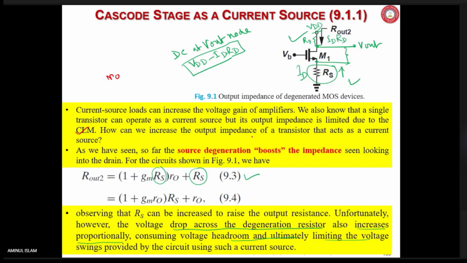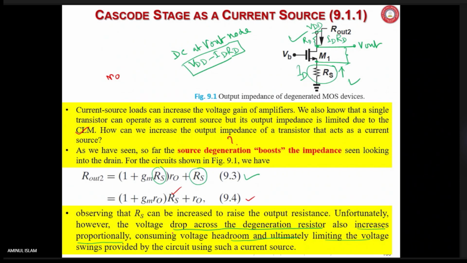How can we increase the output impedance? That is a big question. We need more output resistance, then what should we do? As we have seen so far, source degeneration boosts the impedance, and we have got this expression earlier. Here it is repeated. In the source degeneration CS stage, we connected a source resistance RS, and this was giving this expression.